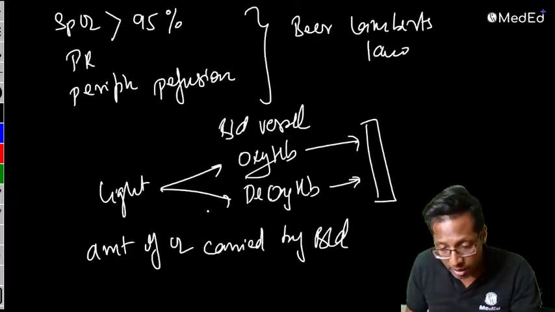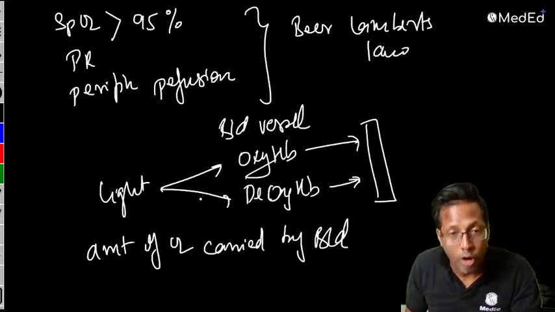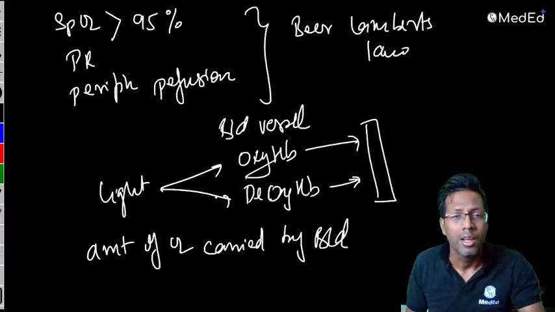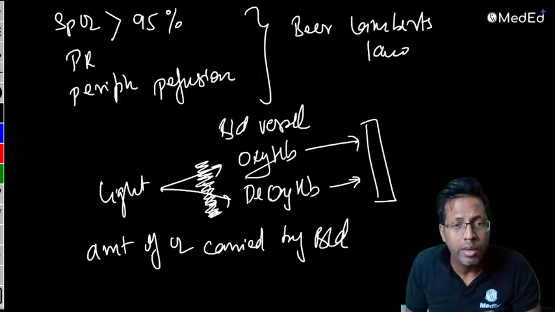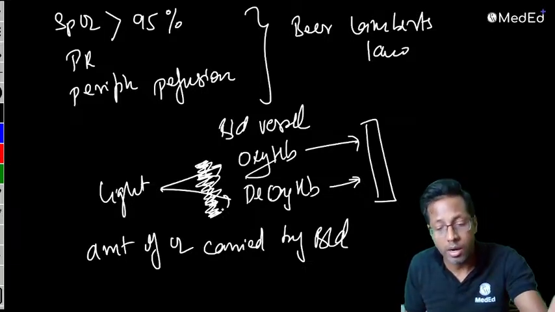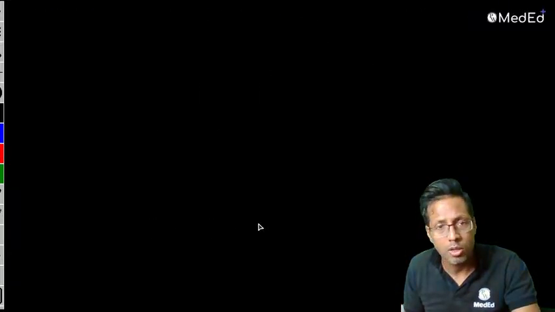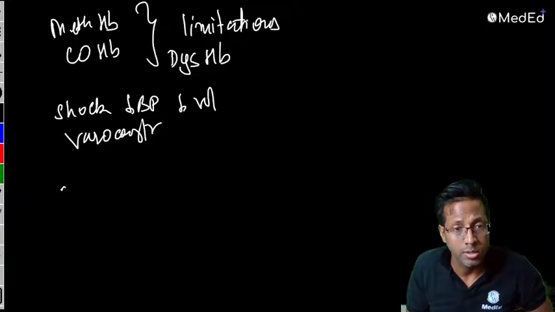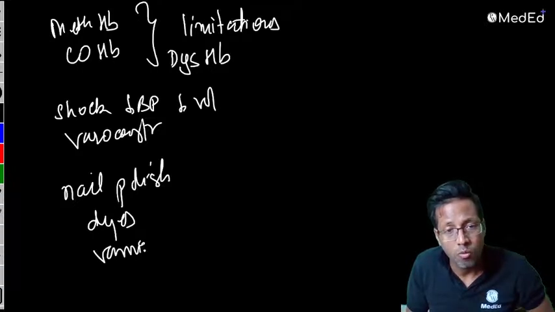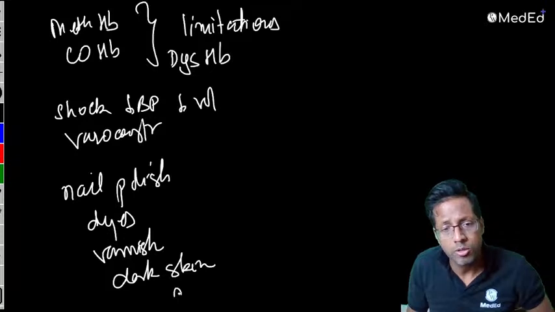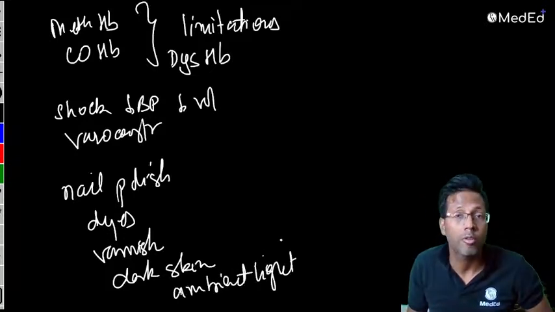And the third thing is nail paint, wrong value, very nice, all of you remember it. Imagine the light is passing through the finger and someone has put something in between: nail paint, dyes, varnish, dark skin. So these become the non-pathological causes like nail polish or nail paint, various dyes, varnish, dark skin, and a lot of light in the room, which is called ambient light. All these are the reasons for the wrong reading of a pulse oximeter.